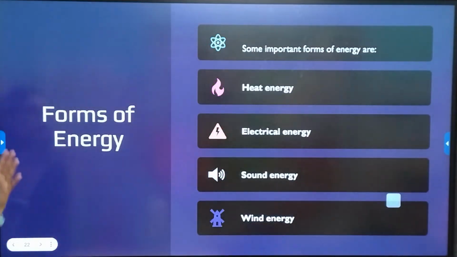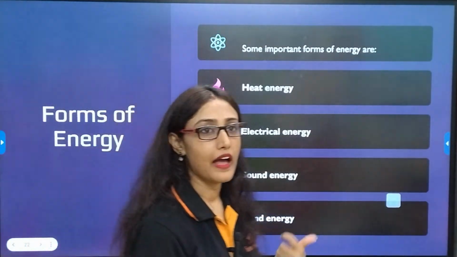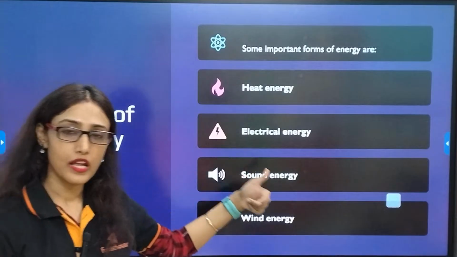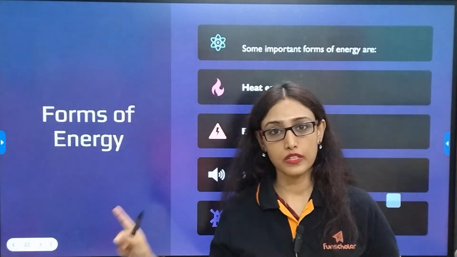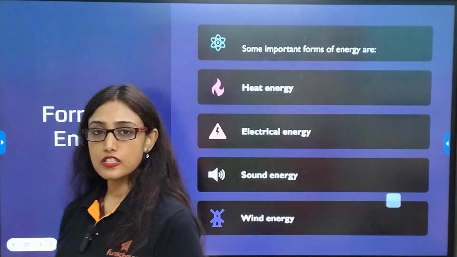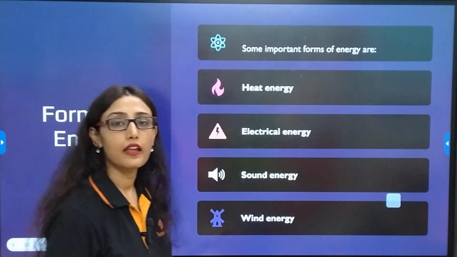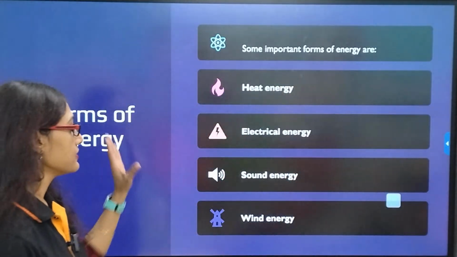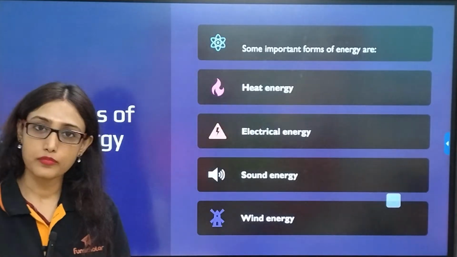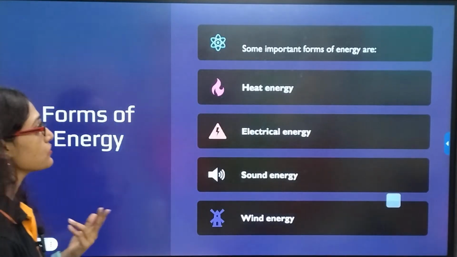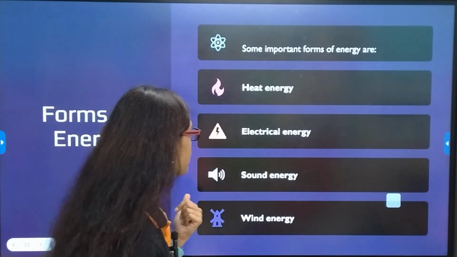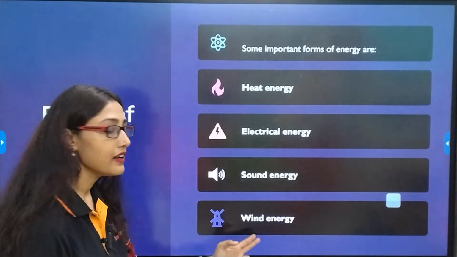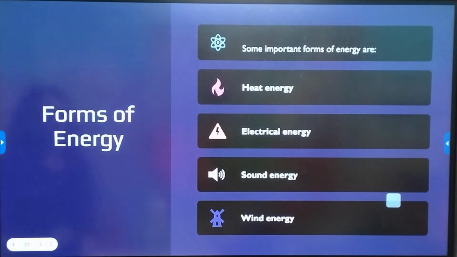So next, forms of energy. Now I have already told you that energy is of different types. Solar energy, I have already shown you in the picture. Then we get energy from the food we eat. So there are various types of energy. I have written a few examples, but other than this, there are other forms of energy also. Some important forms of energy I have given over here are heat energy, electrical energy, sound energy, and wind energy. Okay, so let's begin.